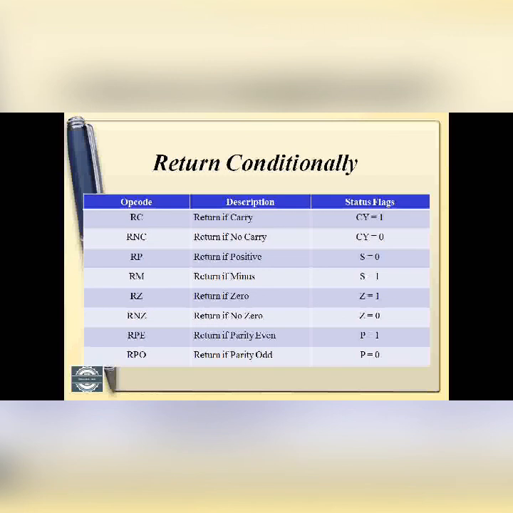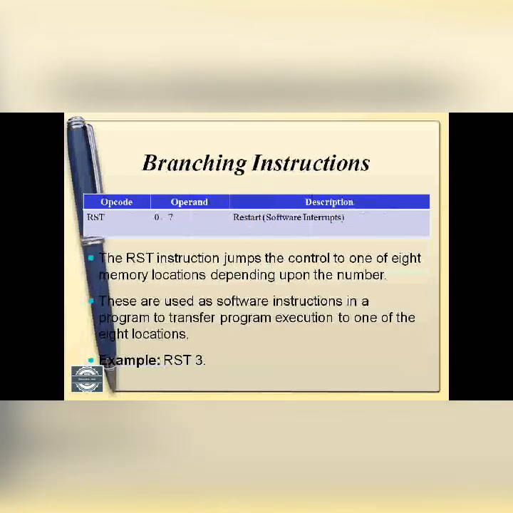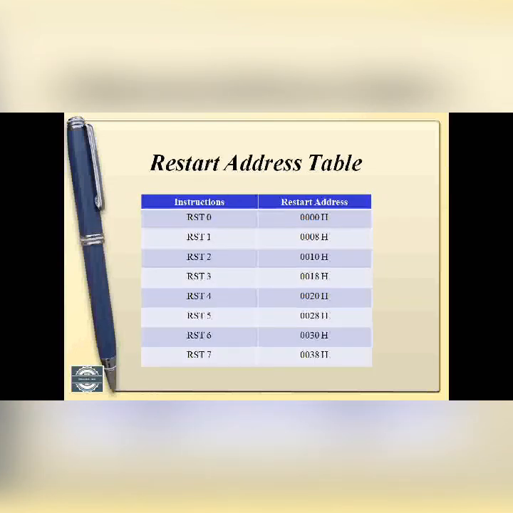Now the next branching instruction I have to tell you is RST, that is restart. See here, RST is the restart software interrupt. You can learn from the lecture that there are 8 software interrupts in 8085. See here, 0 through 7, all the instructions are given. Here the restart addresses and 8 interrupts are given. See from the screen, RST0 to RST7.